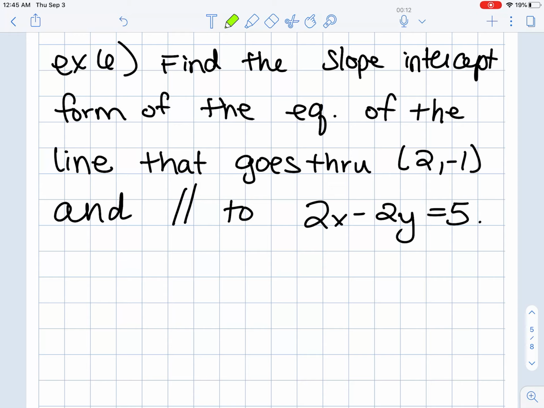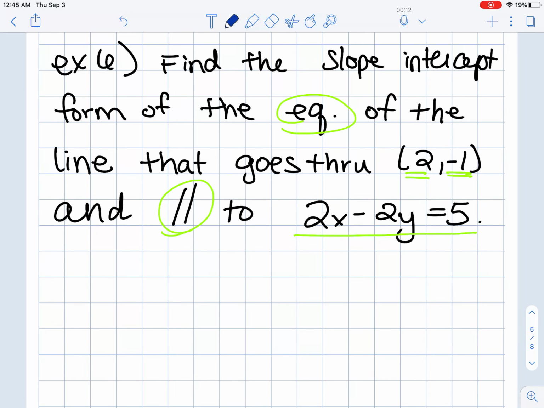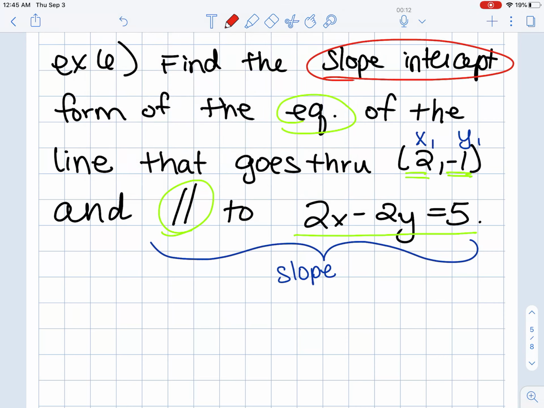Okay, so let's look at this example. It says find the slope-intercept form of the equation. So this is my shortened version of the equation of the line that goes through the point (2, -1), and parallel to this equation here. So we have some really important information here. So remember, if this is a point, we're going to use this as our x1 and y1. And it's telling us this information is in regard to the slope that we're talking about.